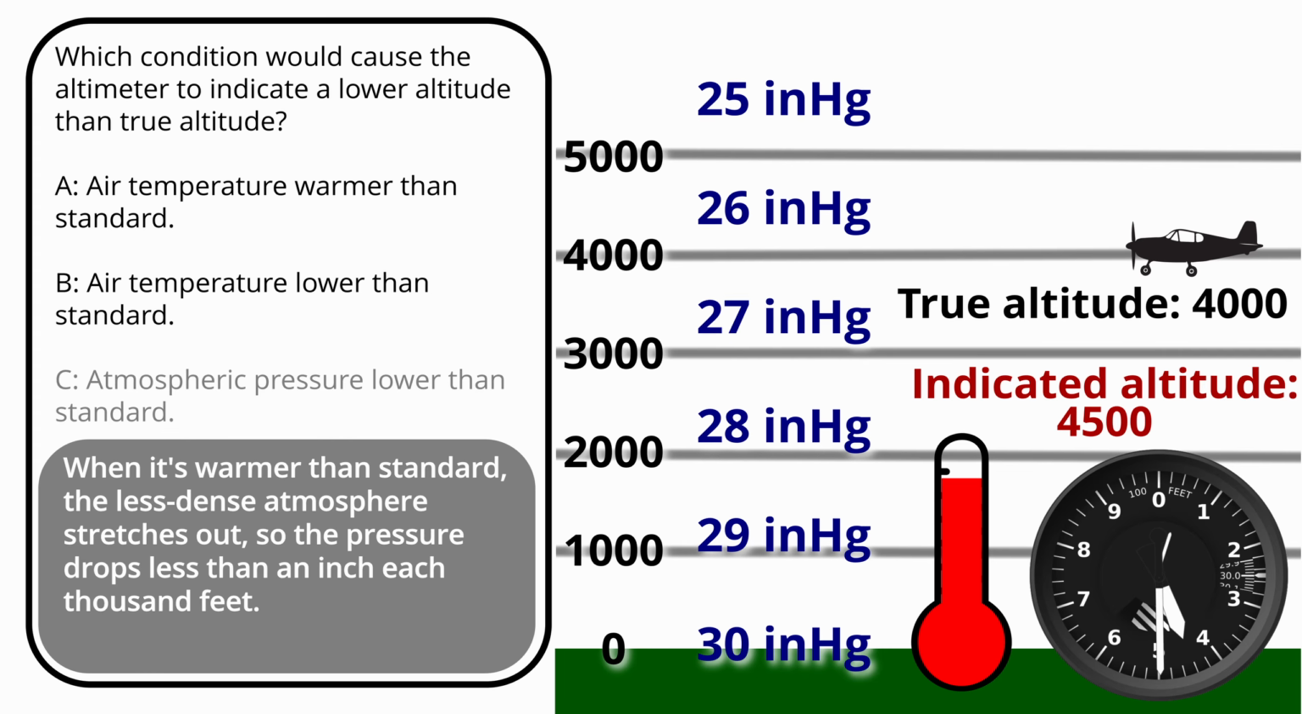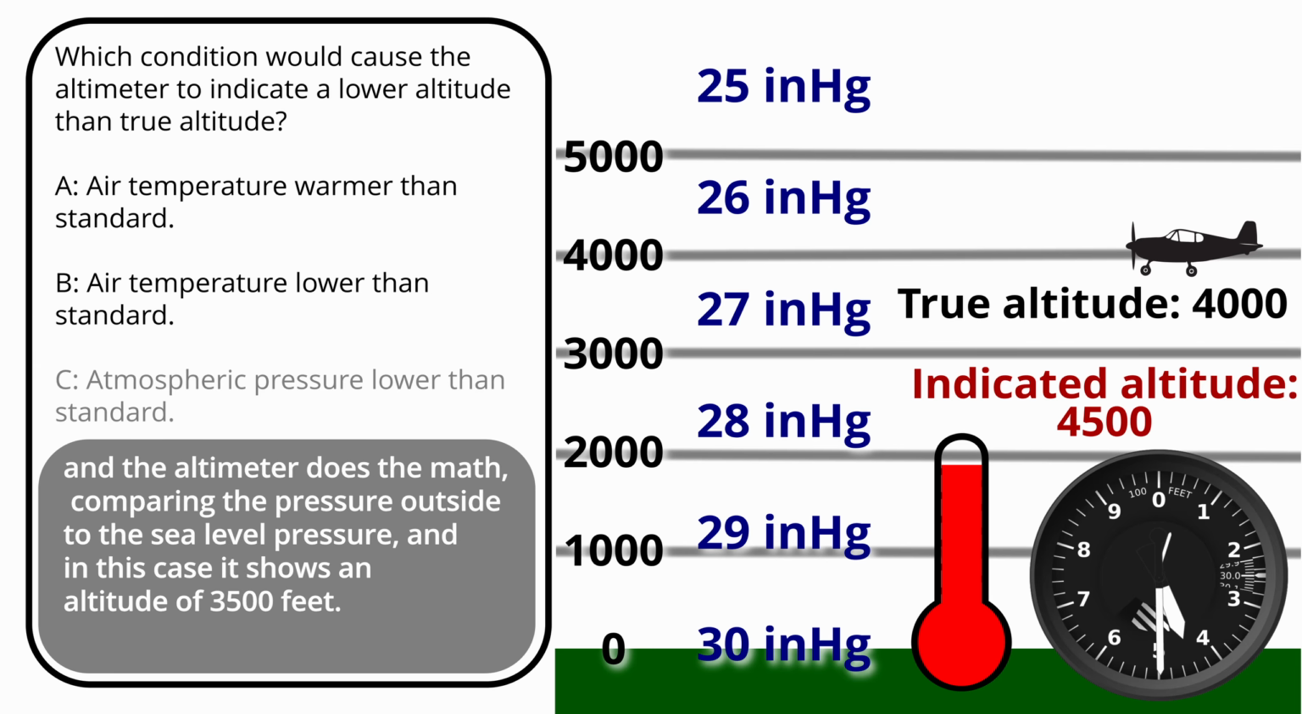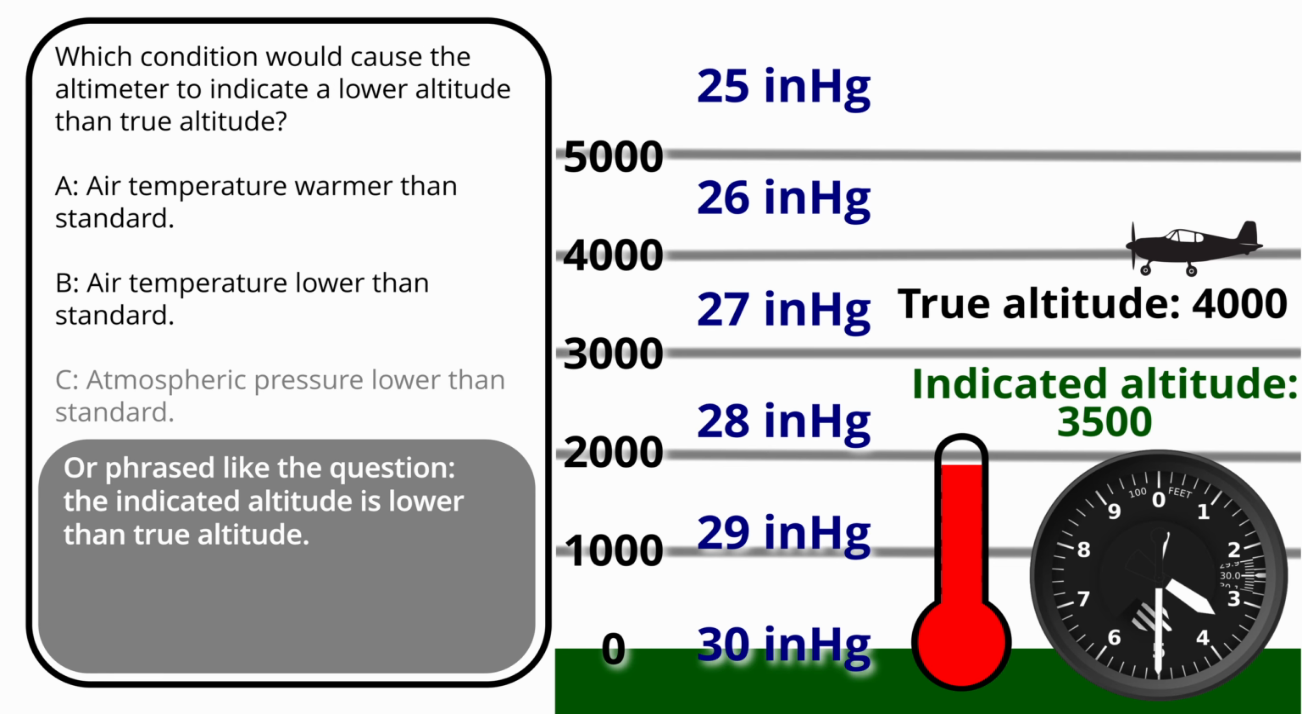each 1,000 feet. The airplane is still at 4,000 feet, but the pressure outside is higher, and the altimeter does the math, comparing the pressure outside to the sea level pressure, and in this case it shows an altitude of 3,500 feet. So when the temperature is higher than standard, the altimeter is telling the pilot they are lower than they actually are. Or phrased like the question, the indicated altitude is lower than true altitude.